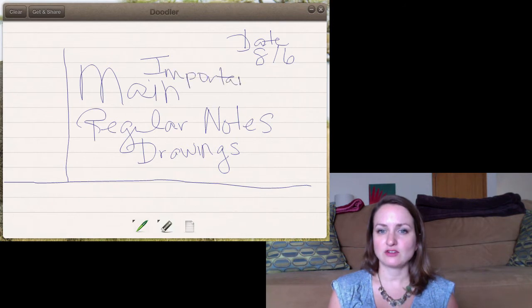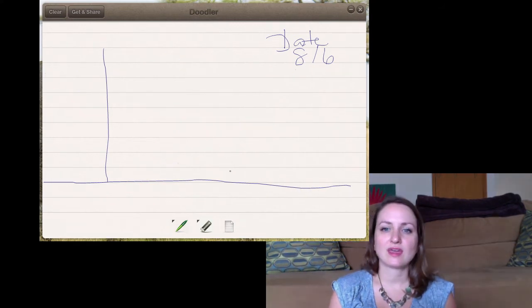Okay? Try to stay in the lines, not like me. I'm just trying to take up the space here. This area here is where you want to take real-time notes.